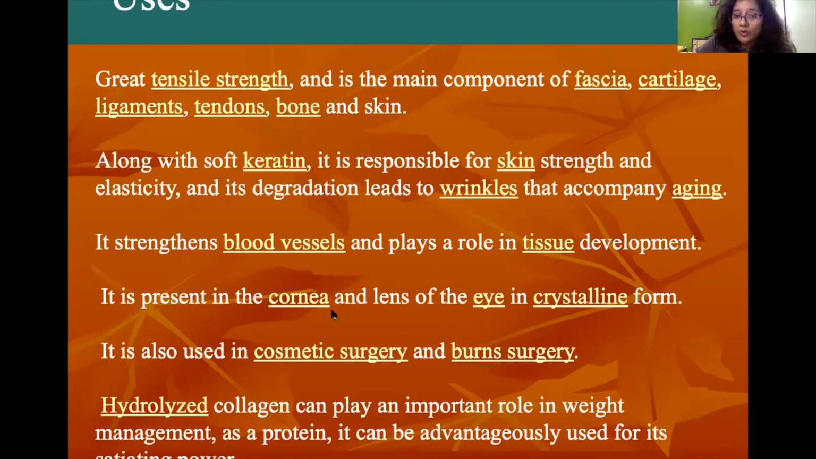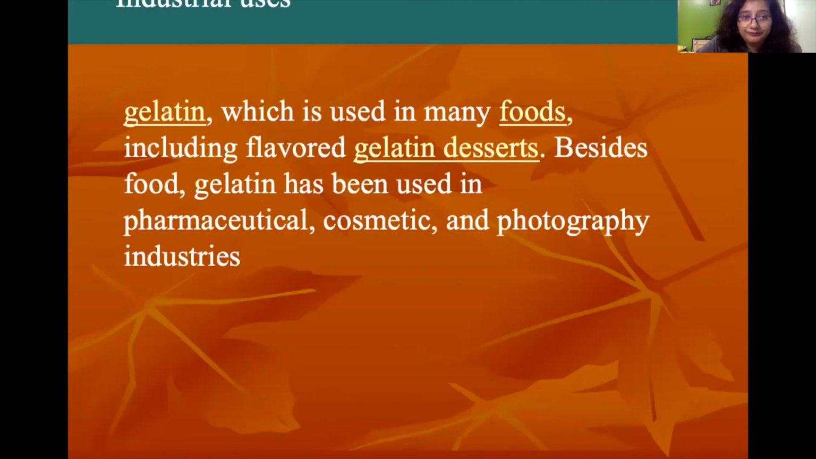It is also present in the cornea, as we have seen, and in the lens in the crystalline form. It is also used in cosmetic surgery and bone surgery to form a graft. Now, hydrolyzed collagen can play an important role in weight management, as a protein, and it can be advantageously used for its satiating power. Gelatin, which we have already mentioned, is a hydrolyzed product of collagen, and is used in many foods, including gelatin desserts, and besides that it is also used in the pharmaceutical, cosmetics, and photography industries.